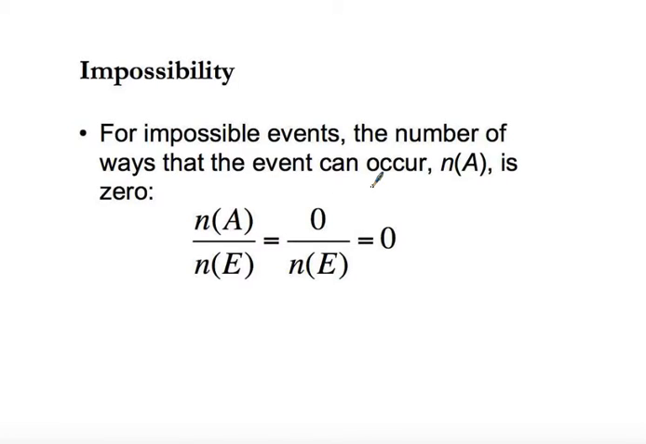Impossibility is the complete opposite. For impossible events, the number of ways the event can occur, NA, is 0. So what we end up with is 0 over your number of total events, and that gives us 0. So for example, again, rolling a dice, what's the probability of rolling a 10? You can't roll a 10 on a 6-sided dice, so there's 0 ways that this can occur, so we get 0 over 6, which is 0.